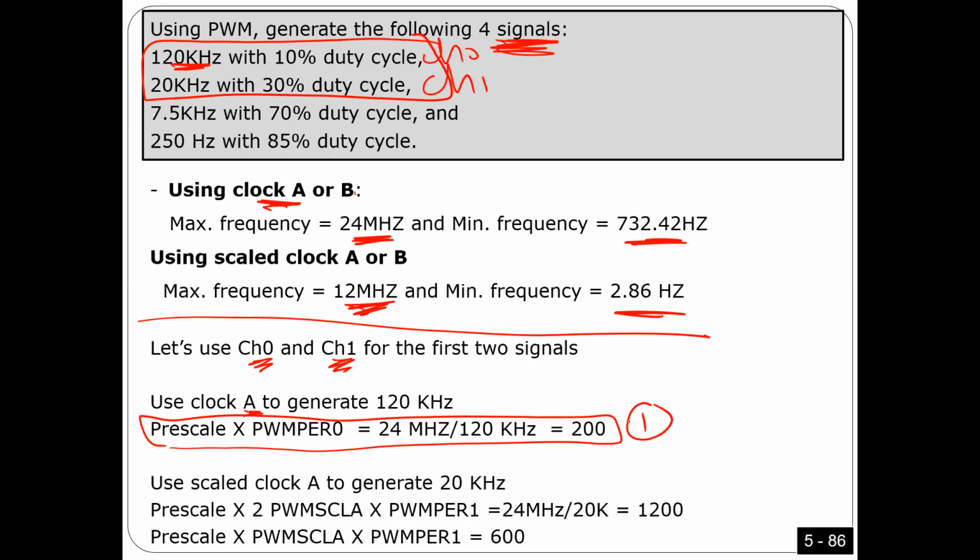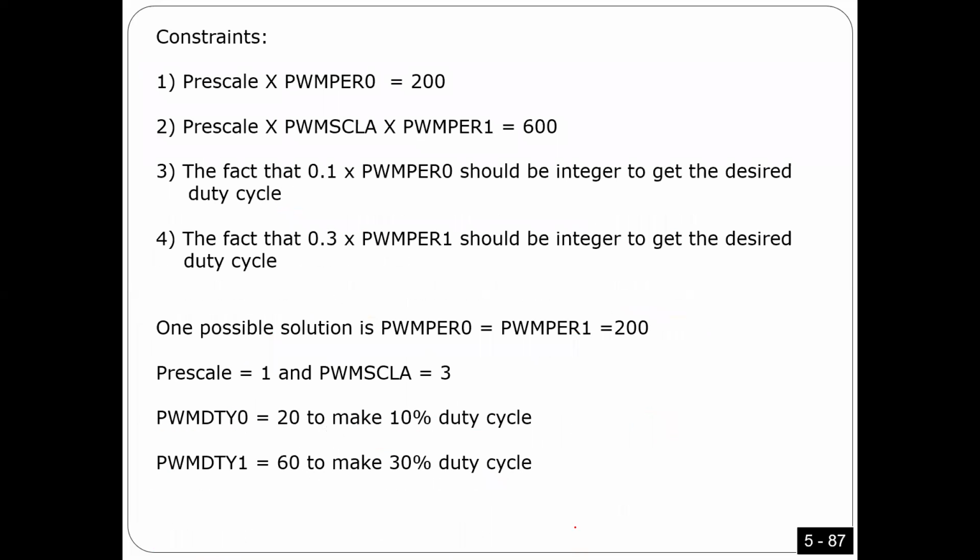Number two, here I'm going to use channel 1, and I decided to use scale to clock A. This is the formula I have here. In order to generate 20 kilohertz, I plug in the equation. This is the second formula I have. So now look at what I did, guys. I have a number of constraints here. This is the first one, this is the second one. That's what I have just explained.